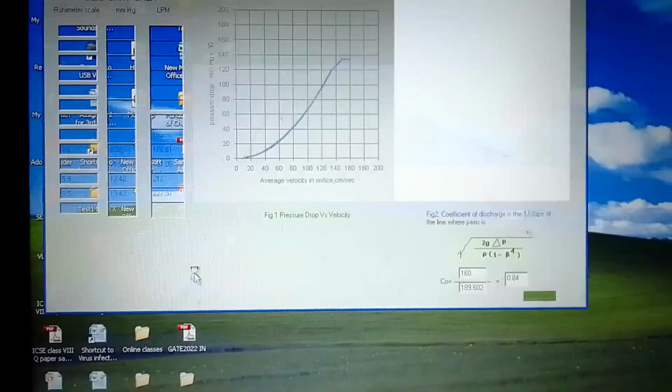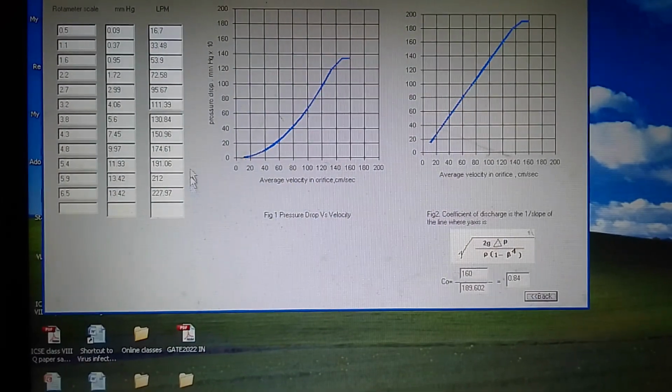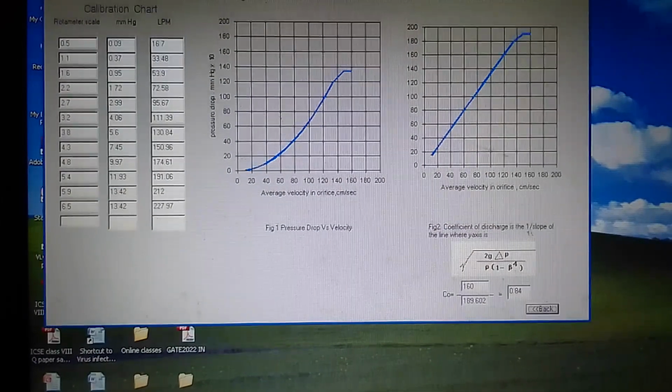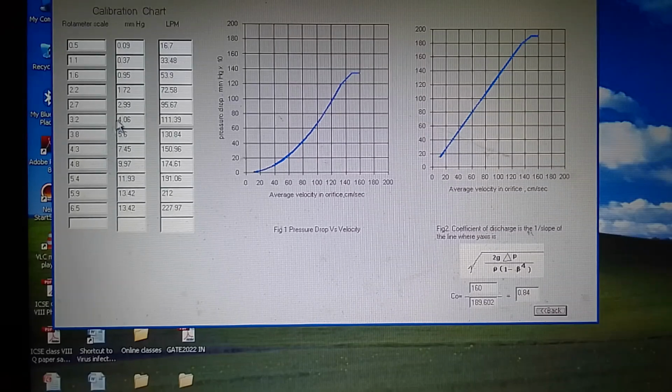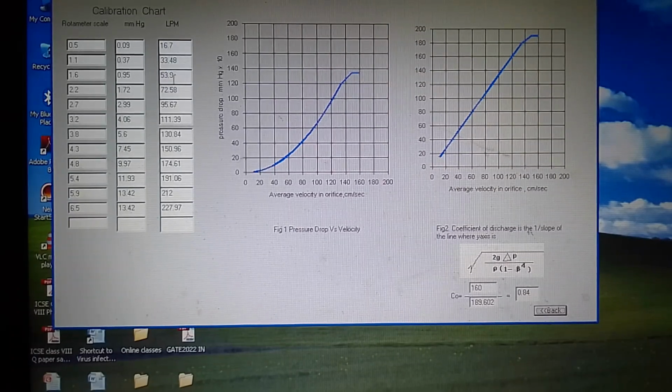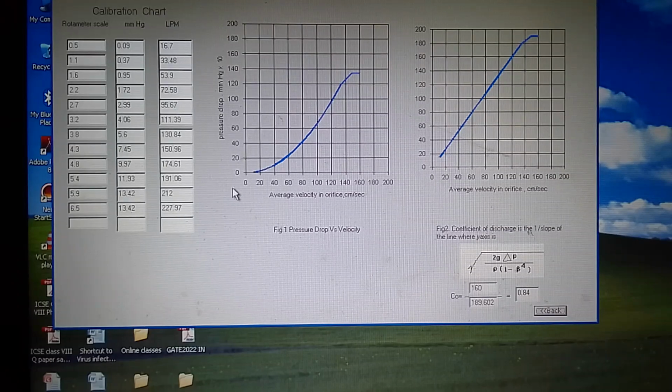Now click the clock. This is your calibration chart, which you can see, the calibration for the rotameter for all these scales from 0.5 to 7 around. You will find the corresponding pressure drop in millimeter of mercury readings, and the corresponding flow rates are measured here. And you can see that these are most inaccurate because I have not given much time for the experiment.